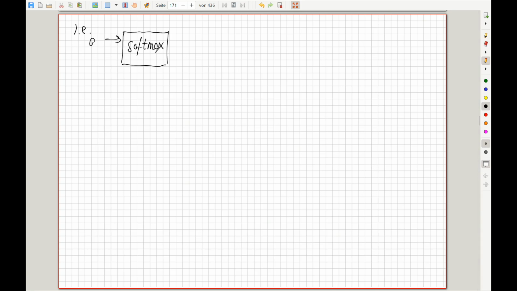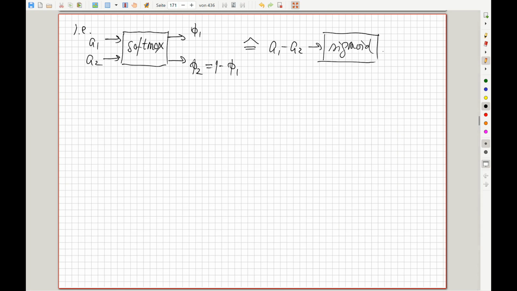With 2 inputs, A1 and A2, and 2 outputs, phi1 and phi2, you know phi2 is nothing else than 1 minus phi1. And this calculation can be replaced by a simpler sigmoid activation function. You provide the difference between A1 and A2 as input, and now we use a sigmoid activation function. The output is a sigmoid activation function of A1 minus A2, and this is by definition the first probability phi1.